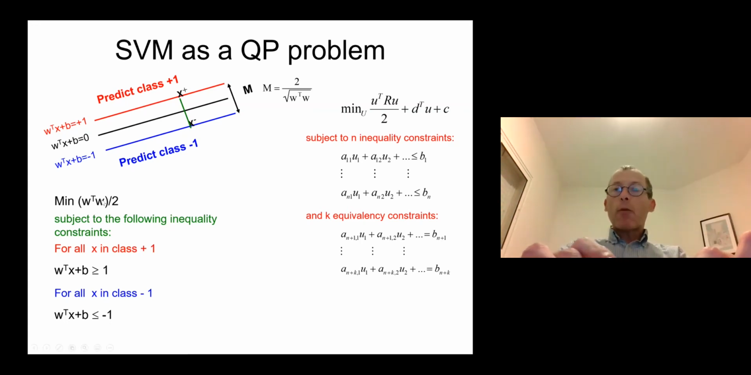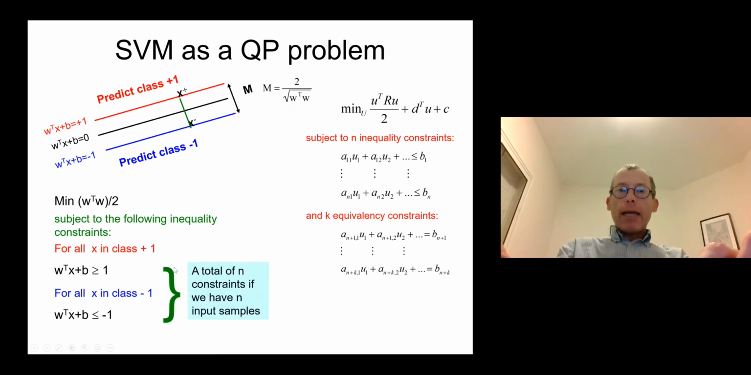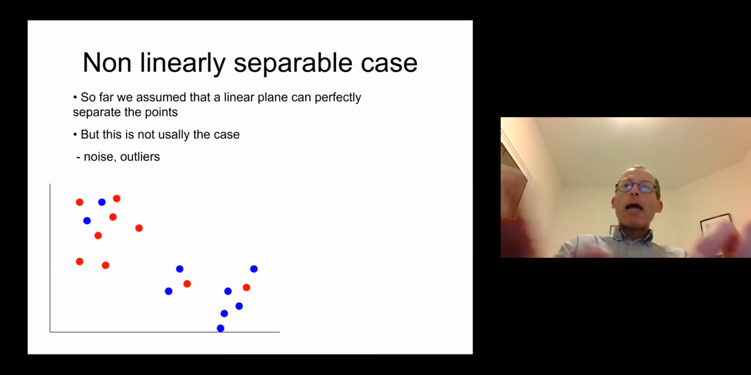Okay, so this is the optimization part, and this is the constraint part. All points in class +1 should have WTX plus B greater than 1. And all points in class -1 should have WTX plus B less than 1. So we have a total of n constraints for n samples. Any questions on this?